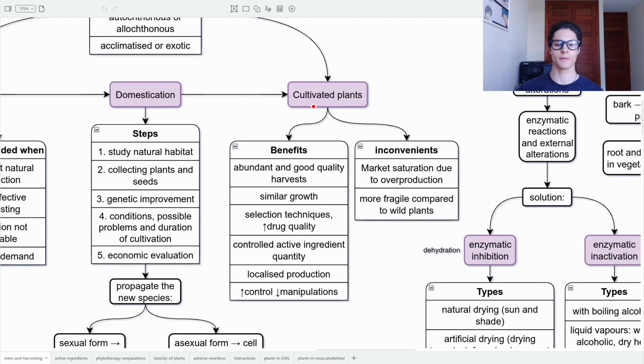On the other hand, we have the cultivated plants. The benefits are abundant and good quality harvests, similar growth between them, selection techniques that ensure a higher drug quality. We also have a controlled active ingredient quantity. The active principle is actually quantifiable. Localized production, very important, and higher control and lower manipulation. The inconveniences are market saturation due to overproduction of it and more fragile compared to the wild plants.